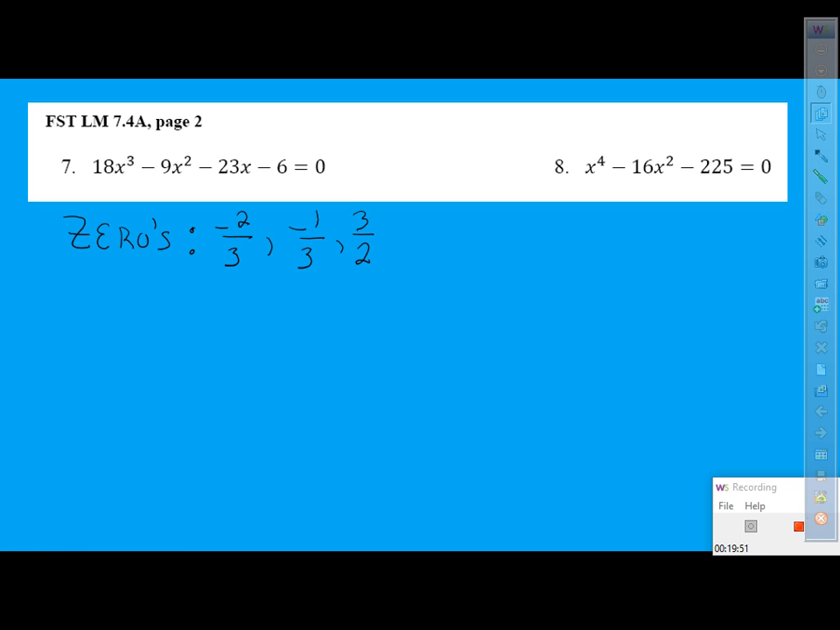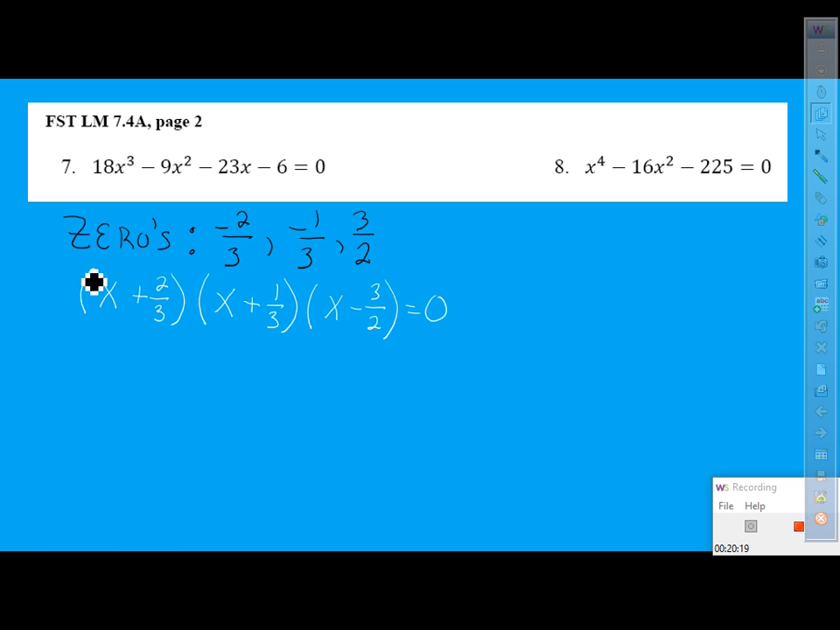So now, my polynomial is going to have x minus negative 2/3, so x plus 2/3. It's going to have x minus negative 1/3, so x plus 1/3. And it's going to have x minus 3/2 equals 0. Remember, no fractions, no fractions.